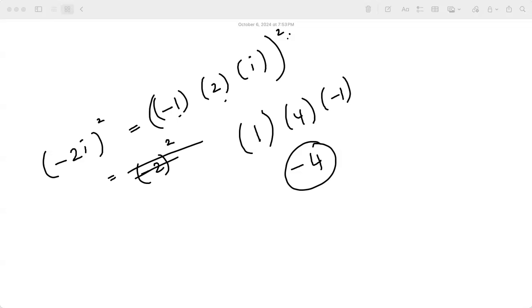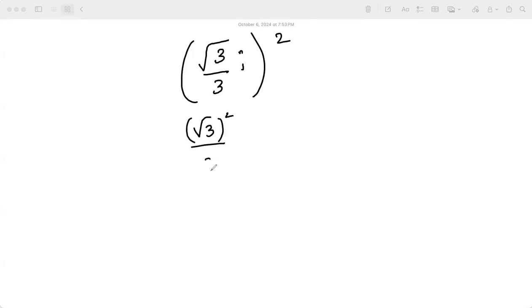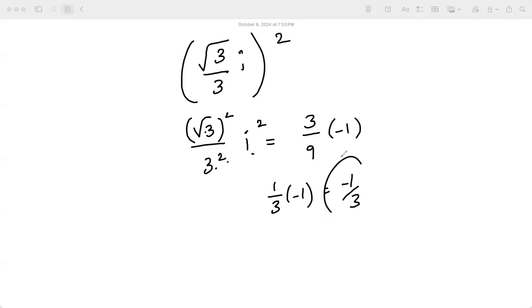Did you have any questions? No. Okay, square root of 3 by 3i. How to square this? Now, the square root of 3 should be squared, 3 should be squared, i should be squared. So, square root of 3 squared is 3, 3 squared is 9, i squared is -1. So what happens? 1 by 3 times -1 is -1 by 3. Shragvi, am I with you? Sahil, am I with you? Yeah. Good.